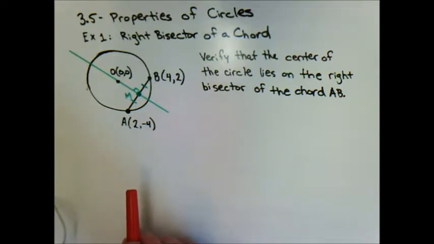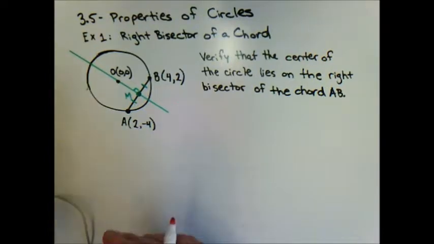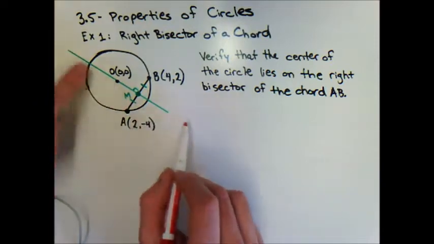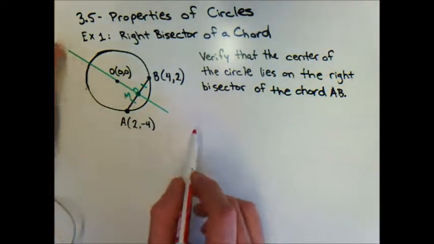Yes, we're going to say all that kind of backwards. So what does the question want us to find? It says verify that the center of the circle lies on the right bisector of the chord. So verify that 0, 0 is on this line.